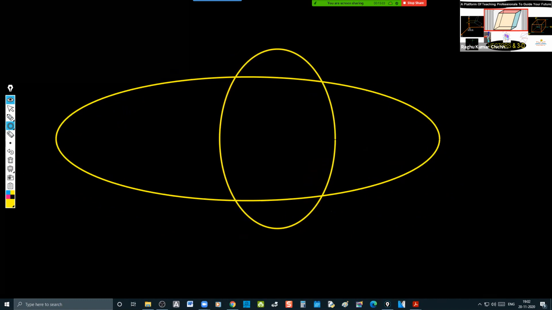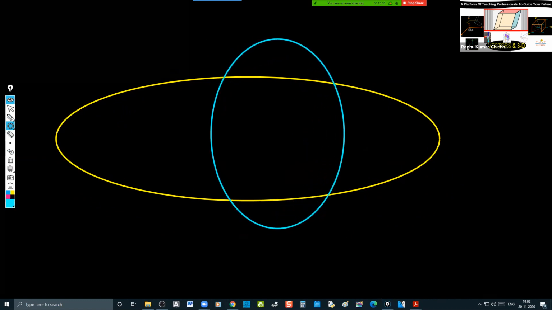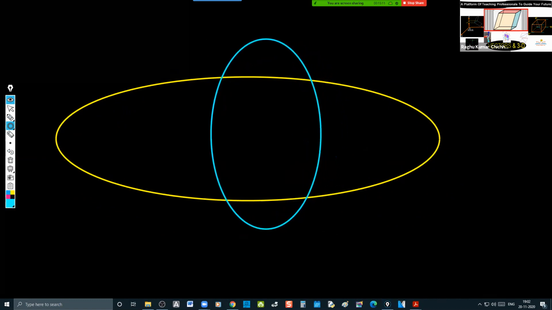Okay, let me change the color. Like this it is. So the Earth, let me say, is revolving in the yellow orbit, and the moon is revolving in the blue orbit. Then in that case, what happens at some instant? The Earth will come here and the moon will come here, let me say. There will be a distance between them.